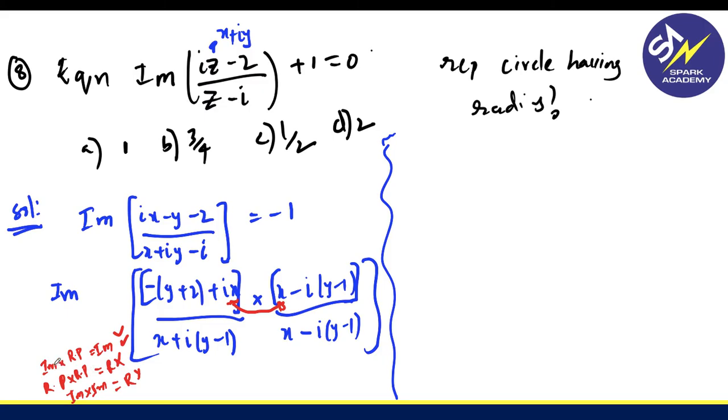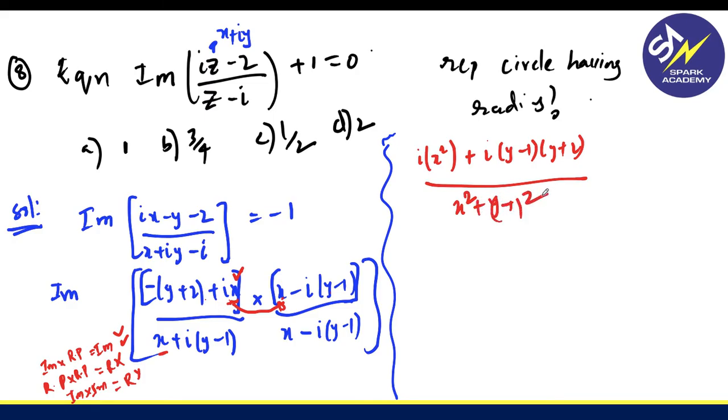So the only case I can take is from the first term, you multiply imaginary with the second real, or the second imaginary with the first real. So this will be i times x square. What about this otherwise? Minus into minus will be plus i times y minus 1 into y plus 2, whole divided by, this will be common, x square plus y minus 1 whole square. Now imaginary part means whatever are the coefficients, so the entire of this is this.